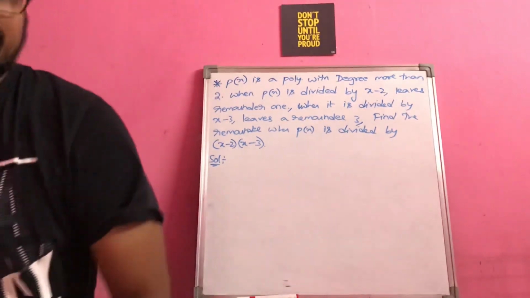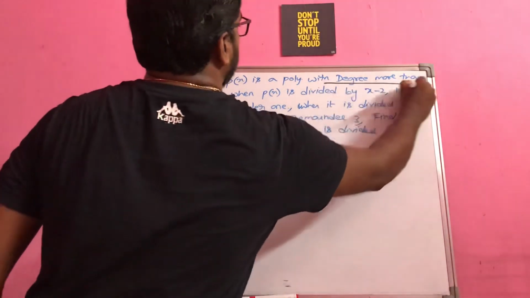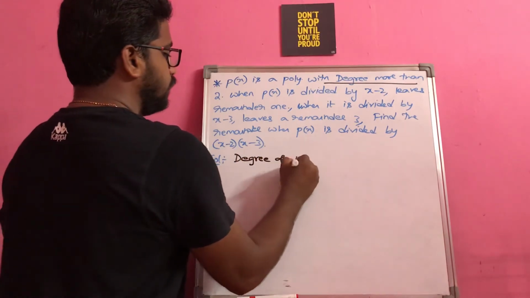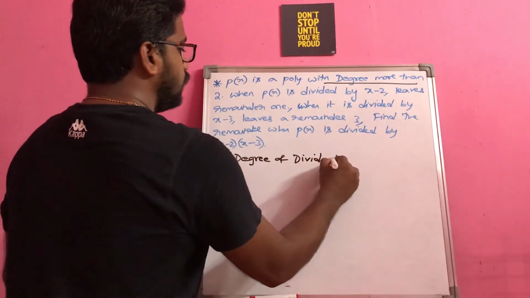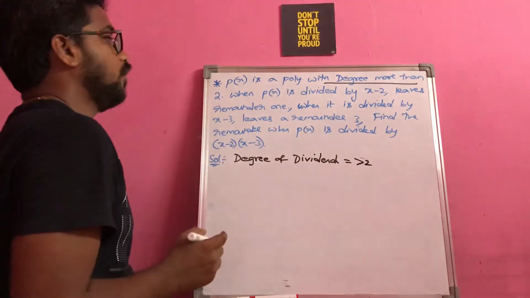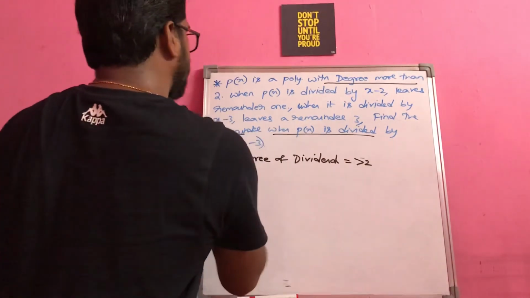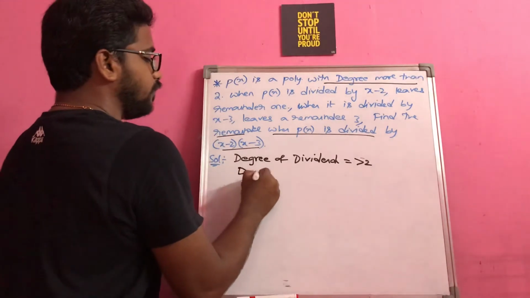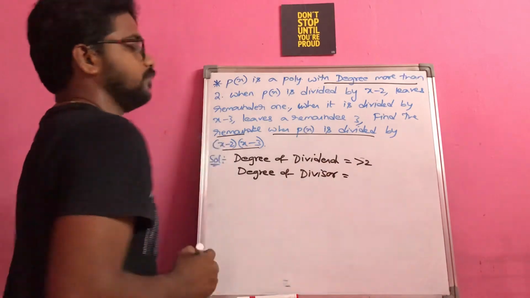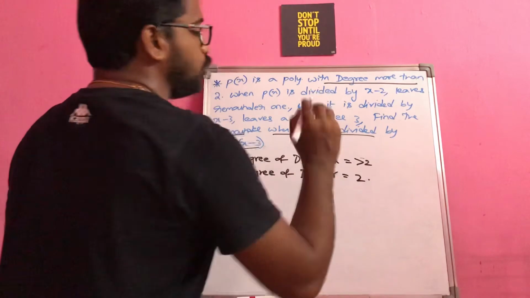Now try to understand this part here. P of x is a polynomial with degree more than 2. That means degree of dividend is more than 2, they said. Now they are asking the remainder when p of x is divided with this. That means degree of divisor is equal to what they are saying, x minus 2 into x minus 3. So that means it is equal to 2.